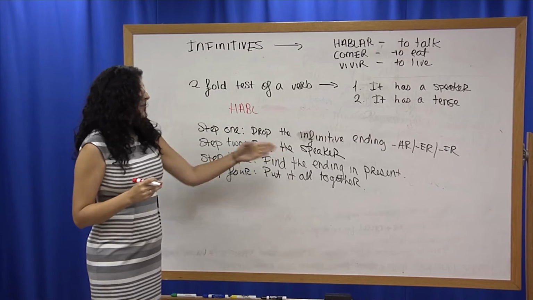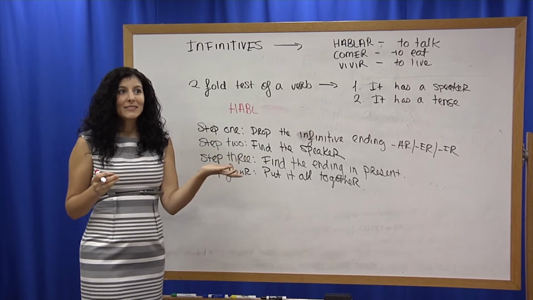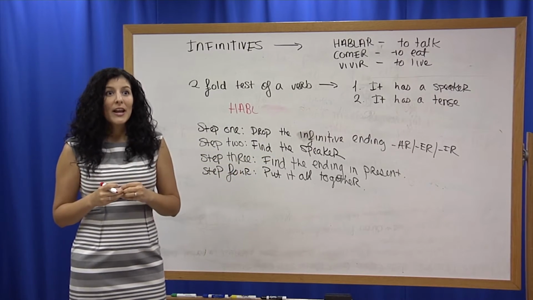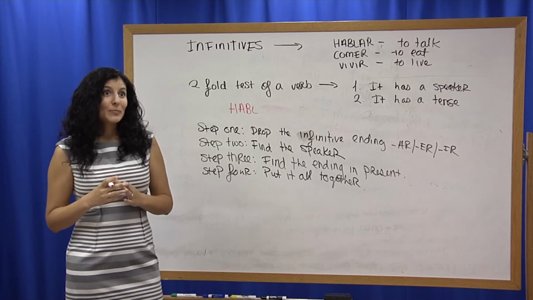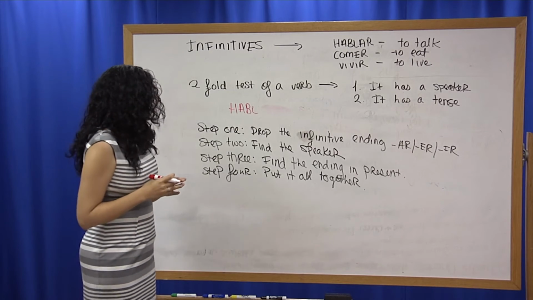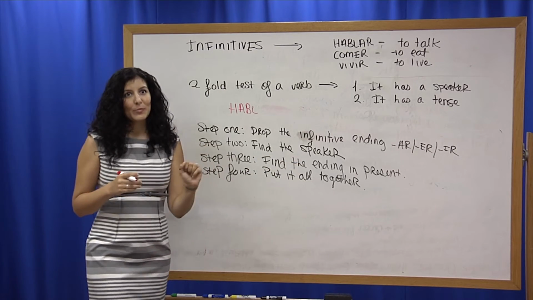So first, we will want to find the speaker. If we had a sentence, we would know that the person who is the speaker is always the one doing the action, whether it be Beatrice, I, we, Victor, or whoever. That is the person that is doing the action. Then we want to find the ending in the present tense.